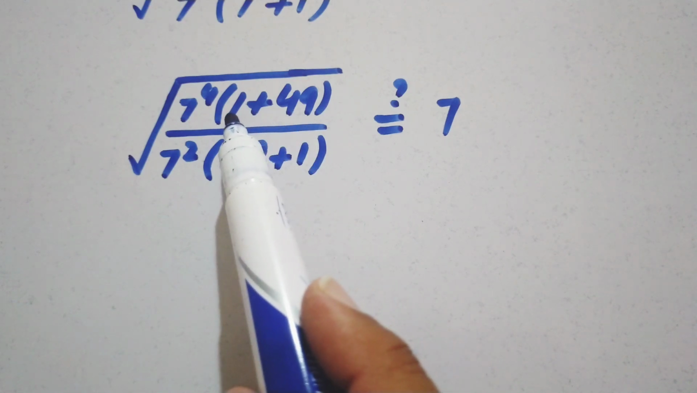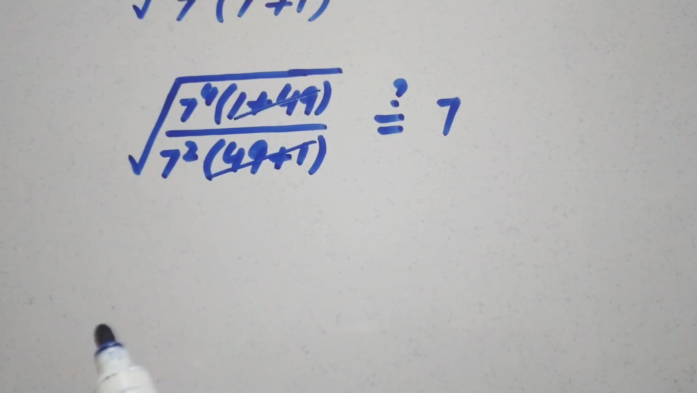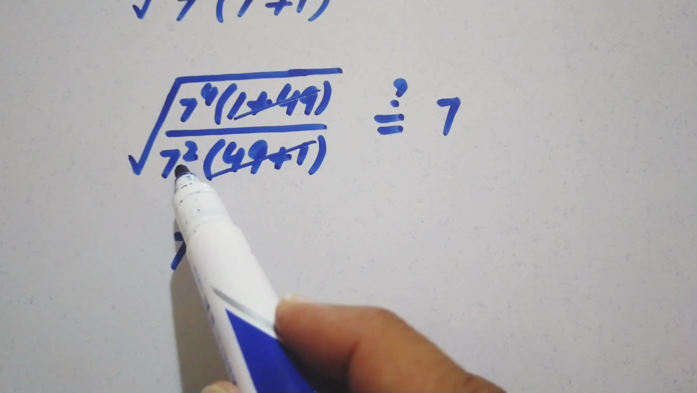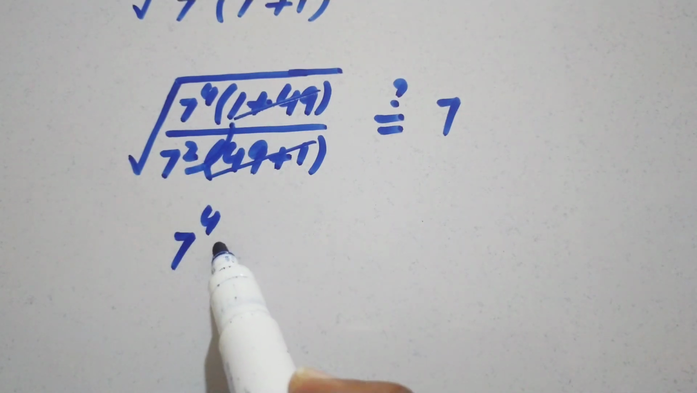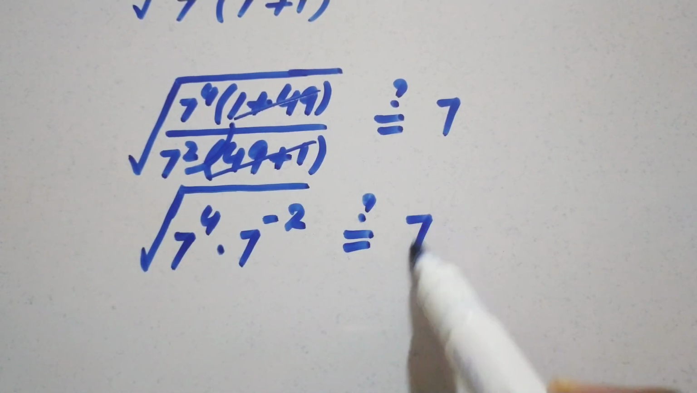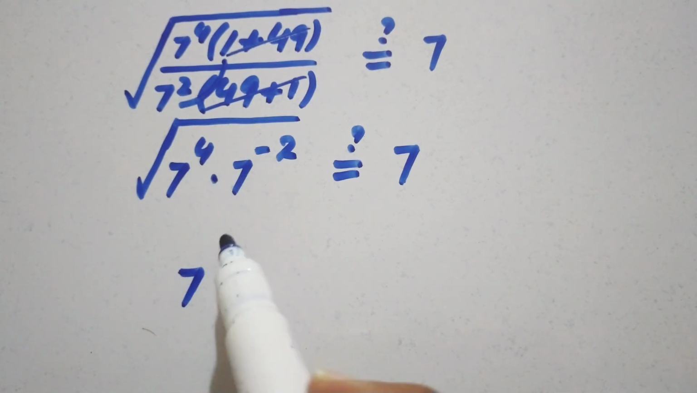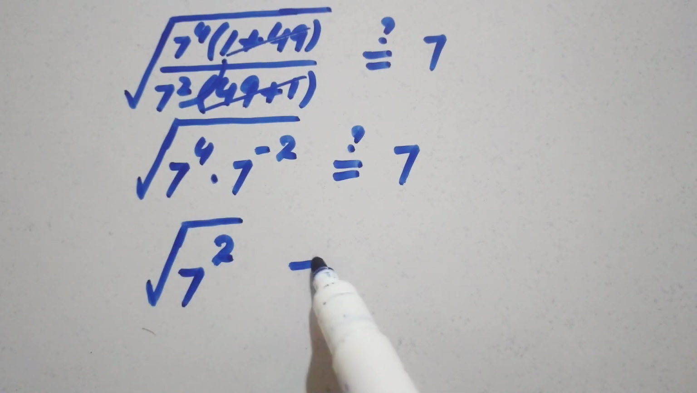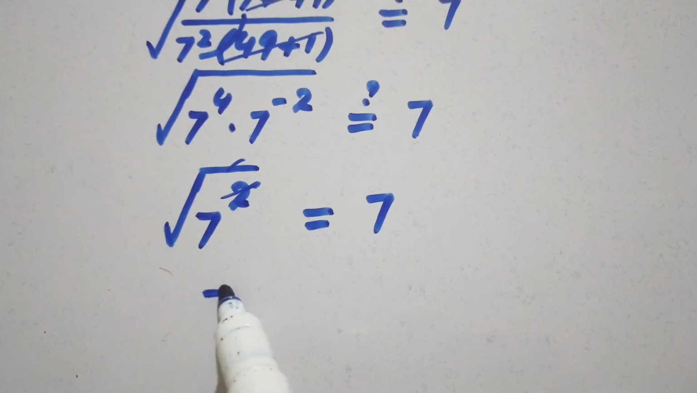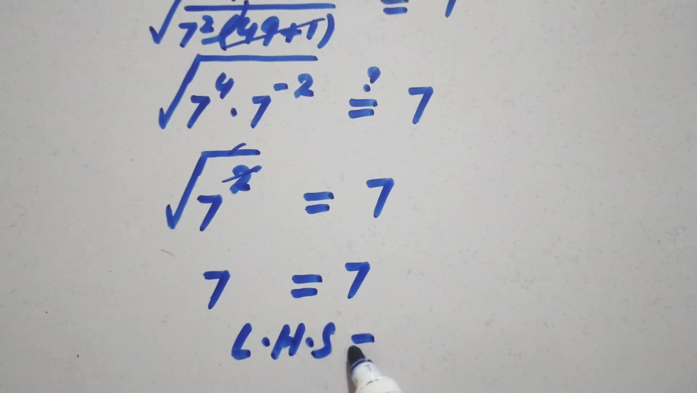Now 49 plus 1 we get 50, and here 49 plus 1 we get 50. So 50 and 50 cancel out each other, and here 7^4, when we move 7 squared from denominator to numerator, it will become 7^(-2), whole square root, is equal or not equal to 7. Now when the bases are same, then their powers will be added. So 4 minus 2 we get 2, square root, is equal to 7. Now square root and square cancel out each other, and here we are left with 7 is equal to 7. So we have proved that left hand side is equal to right hand side.